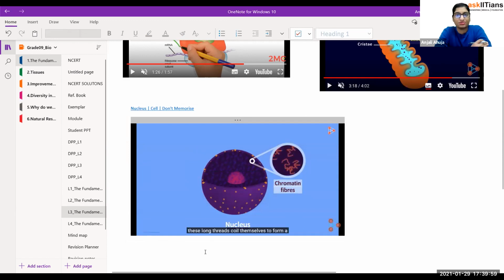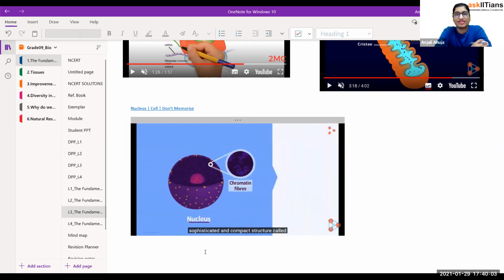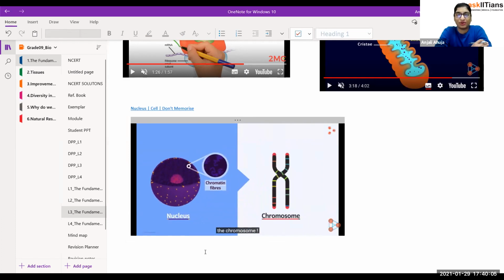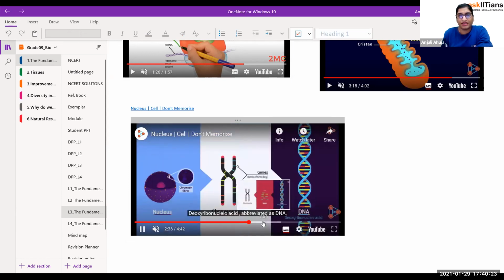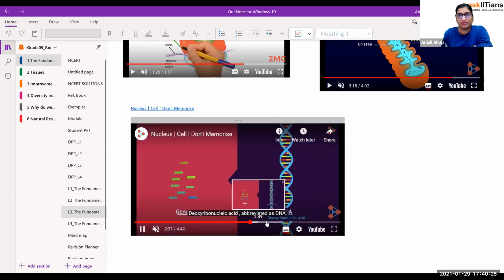When the cell has to divide, these long threads coil themselves to form the sophisticated structure that we call the chromosome. In this video, they are showing all the stages of how the chromosome is formed from the DNA. I have explained this already. You are watching it so that you can see these are all the genes and DNA. This is double-stranded DNA, which is forming it up.